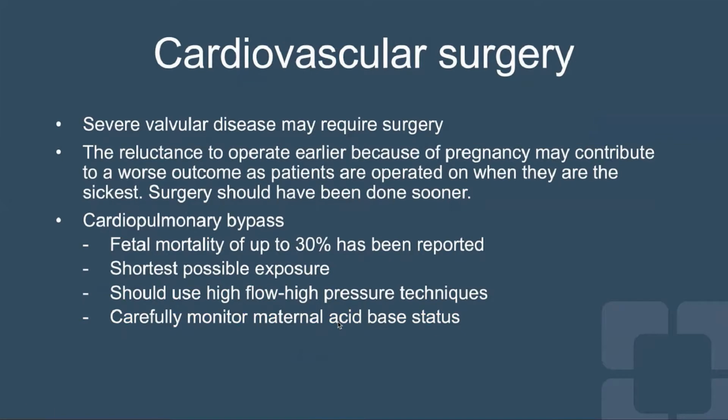In cardiovascular surgery, similarly, sometimes some of those hypotensive episodes, and the reluctance to operate earlier because of pregnancy, may contribute to a worse outcome, because sometimes patients are operated on when they are sickest. So surgery sometimes should be done sooner. Mainly this has to do with cardiopulmonary bypass, and fetal mortality rate of up to 30% has been reported. So we should try to lessen that possible exposure as much as possible and use high flow, high pressure techniques whenever possible. And then we should carefully monitor the fetus as well as the acid-base status.